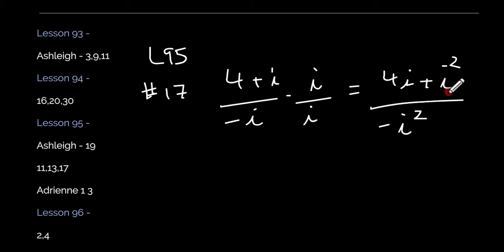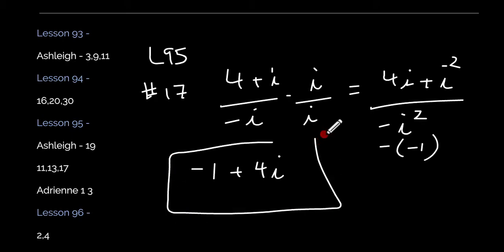i squared is negative 1, so I'm just going to put the negative 1 out front because you should put the imaginary part second. The bottom is just going to be a negative 1, so it's just going to be over 1, so this is your answer.